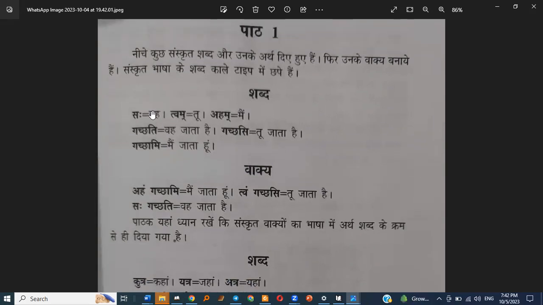So yeah, these are a few words here. Saha stands for he, Tvam is you, Aham is I, Main. Although we are covering all of these in grammar also directly, still it's good to practice like this also.